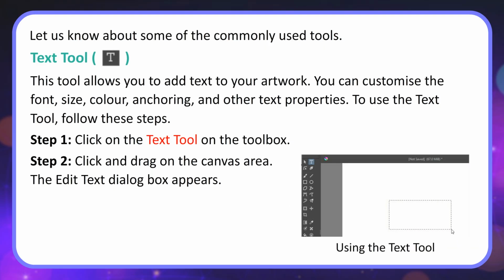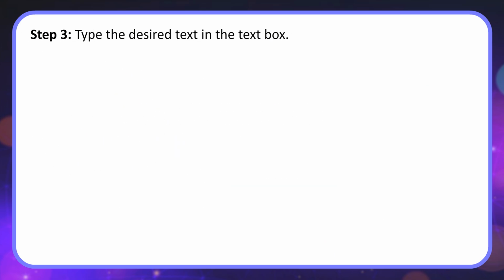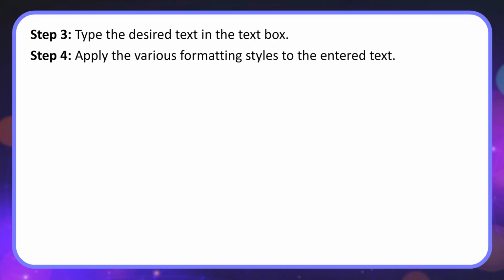Using the text tool. Click the text tool. Click and drag on the canvas area. Step 3. Type the desired text in the text box. Step 4.